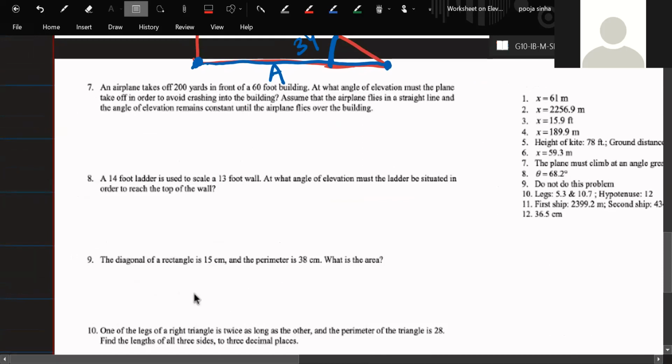Chalo. Next. Is it mine? Yes. Okay, wait, which one is it? Is it the 7th one? Yeah. Okay.